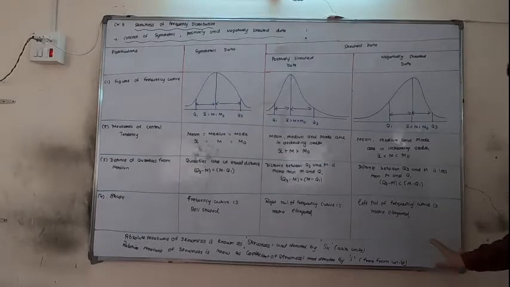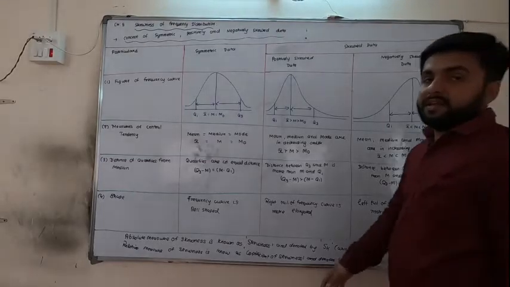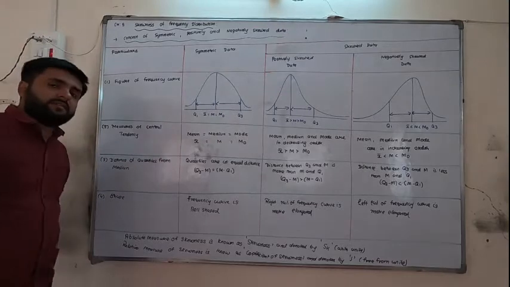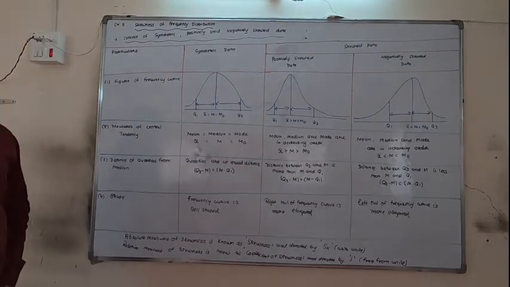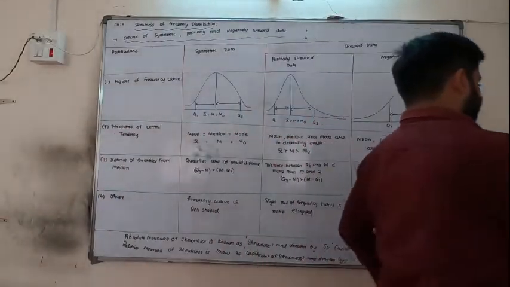So write this in your notebook, and after that now we are writing the formulas for Karl-Pearson. We have two methods, Karl-Pearson and Bowley. For 5.1 we will learn only Karl-Pearson. For 5.2 we will learn only Bowley's method. So now we are writing about Karl-Pearson's method.